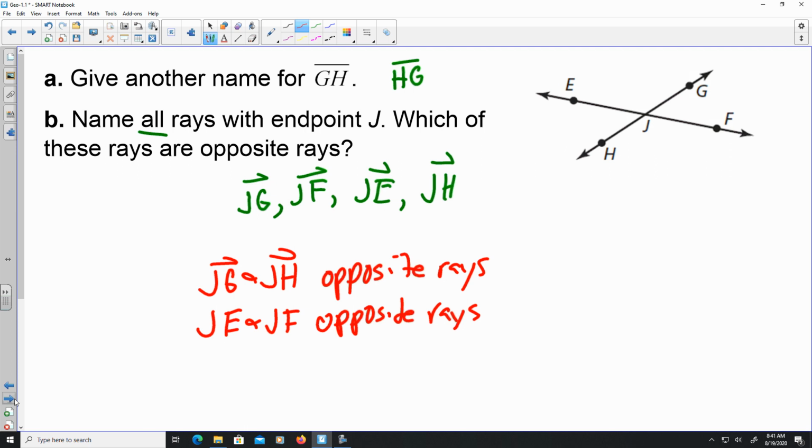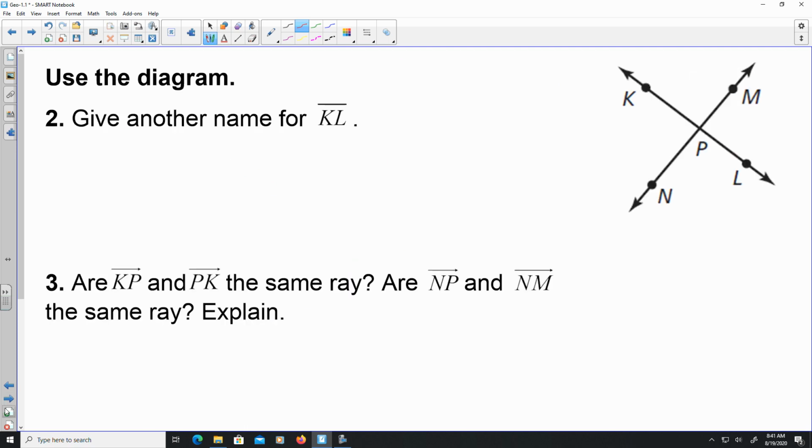So here it says, looking at this diagram to the right, give another name for line segment KL. Again, you're just flipping it. It's going to be line segment LK. On the bottom, it says, are ray KP and PK the same ray? The answer is no, because they have different endpoints.